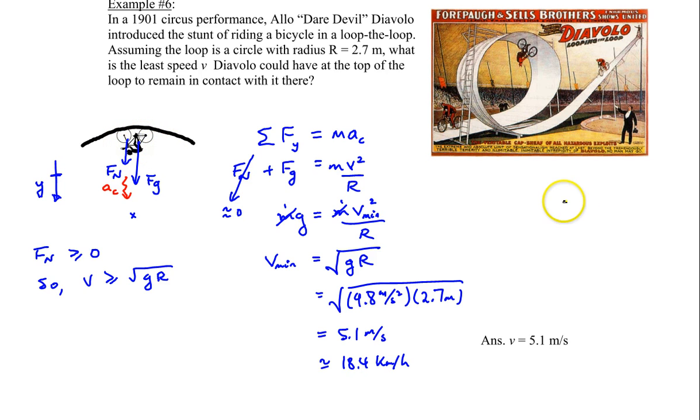Or you could have just a pendulum bob on a little string, and it's basically being whirled around a circle, and you're looking for the situation where the tension becomes 0 and it could just barely make a circle here. So they're very similar situations and solved the same way. And that's it for example number 6.